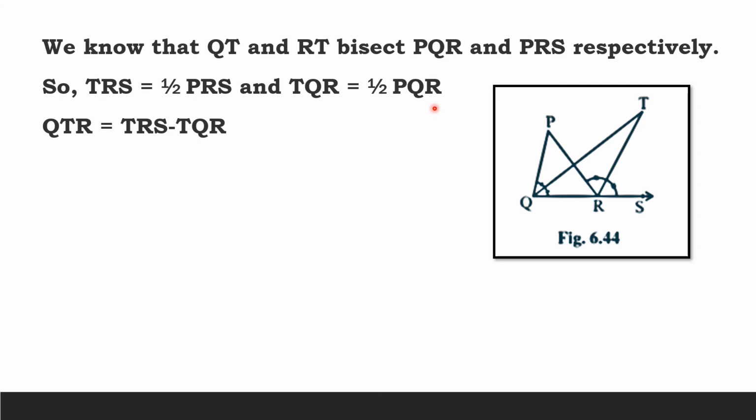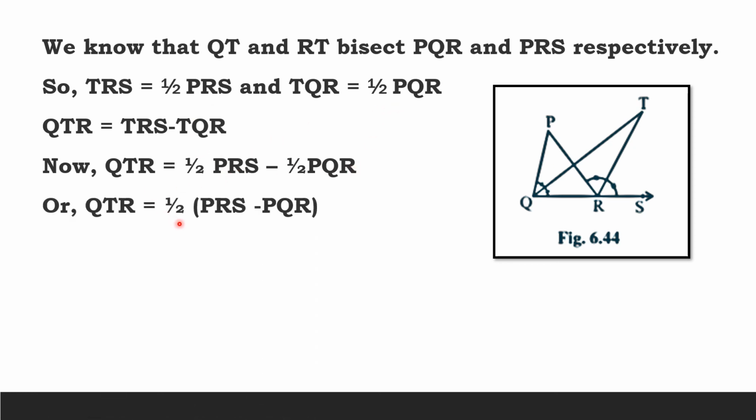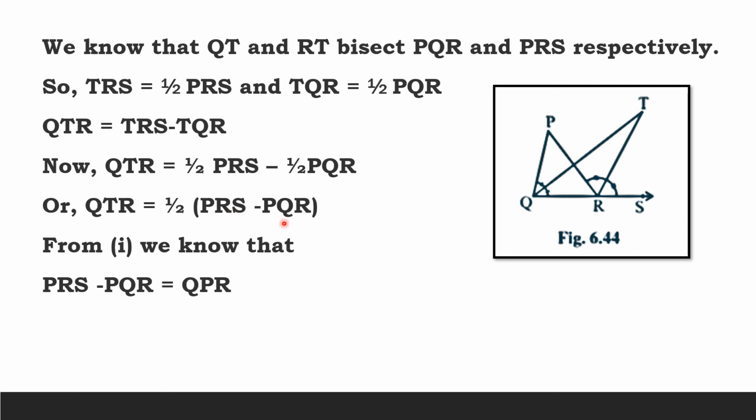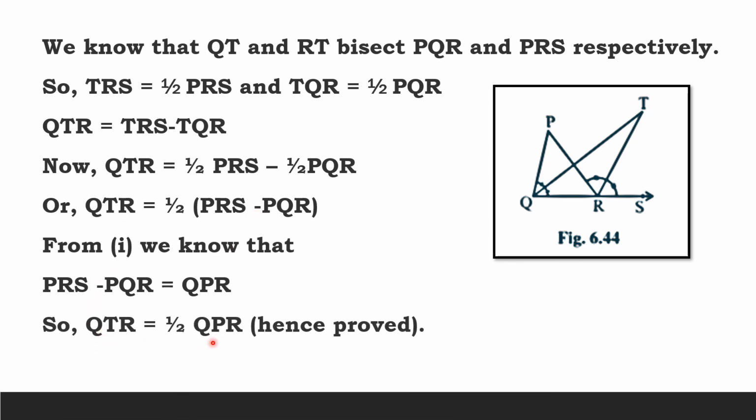Now we know that QTR was TRS minus TQR. Now we substitute the values of TRS and TQR in it. So we get half of PRS minus half of PQR, which is equals to half of PRS minus PQR. I took half common. Now from equation 1, we know that PRS minus PQR is equals to QPR. Substituting it here, we get QTR is equals to half of QPR. Hence, proved.